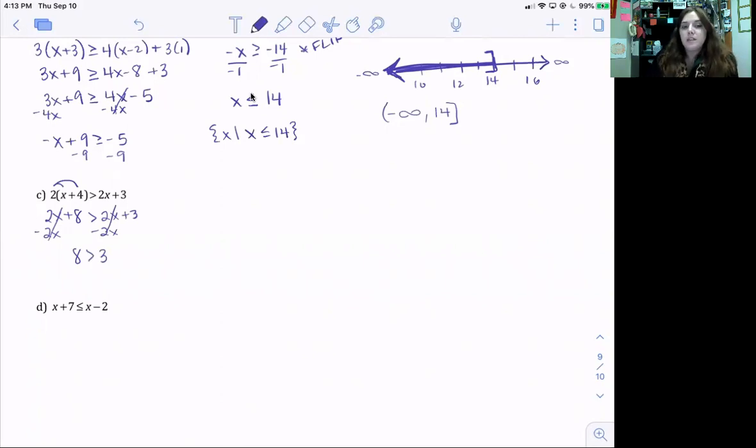Okay, our variables canceled, but we have a true statement. So whenever we have a true statement, that means we're looking at all real numbers. So interval notation would be negative infinity to positive infinity. Okay. And then our graph is just going to be a solid darkened line.